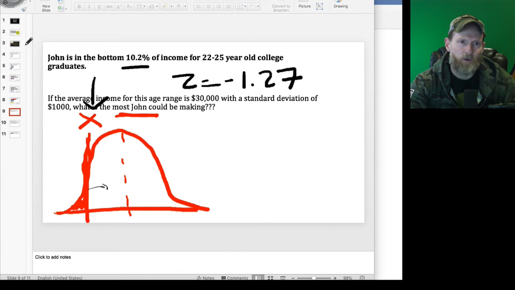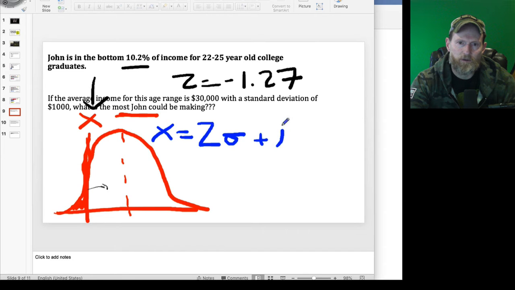So back to this, what do I do with that value of negative 1.27? Well, I want to solve for x, single value, the most that John could be making. So I'm going to need a formula that solves for x. And that formula is going to be this formula: z times the standard deviation, sigma, plus the mean. So let's see, do I have everything? Well, z is negative 1.27. Sigma is 1,000. And then the mean is 30,000.